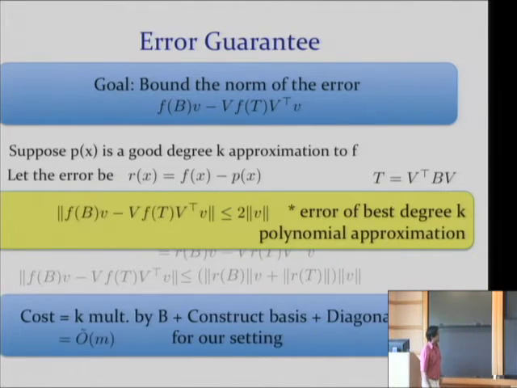Of course, before I go there, what's the cost? It's really efficient. I'm doing nothing. I do k multiplications by B. K is logarithmic. I construct this basis. Since it's only log n vectors, it takes n log squared n time to construct this basis, and I need to diagonalize T when I'm computing the approximation. All of this just takes near linear time. So this is really good. This is what we want to do.